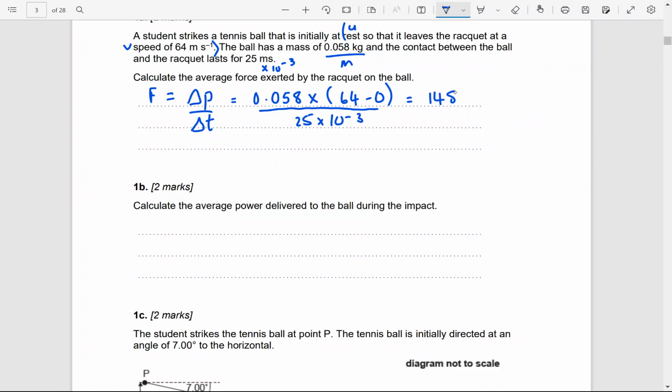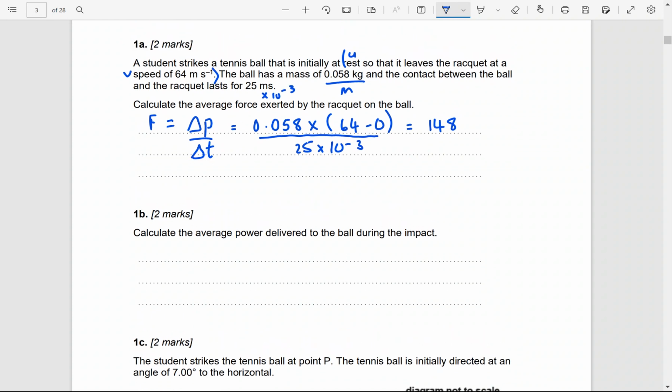So if we work that through, it's 148. If I just look at the sig figs, everything's to 2 sig figs, so I'm going to go ahead and do the same thing.